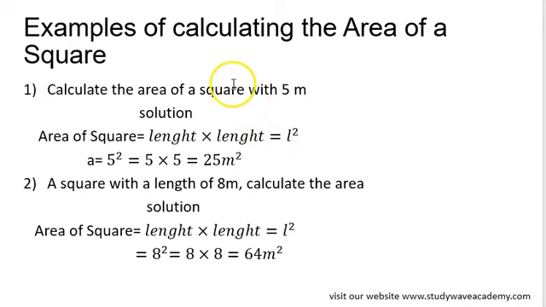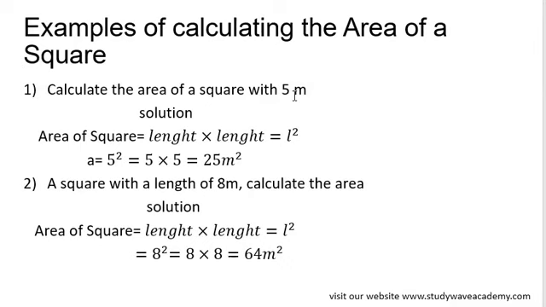Here we have examples of calculating the area of the square. We're calculating the area of the rectangle first. Now we are going to be calculating the area of the square. Okay? Number 1 question, we have calculate the area of the square with 5 meter.